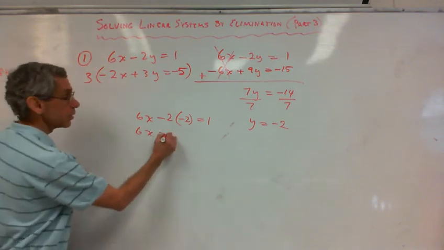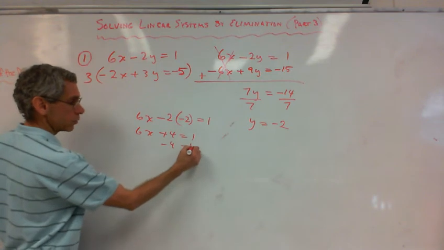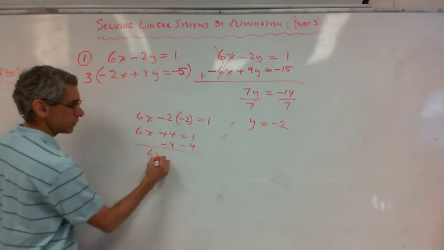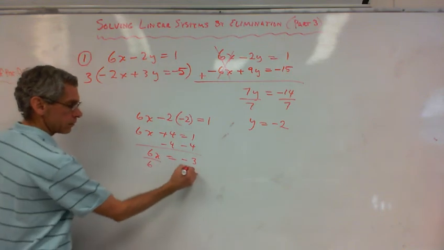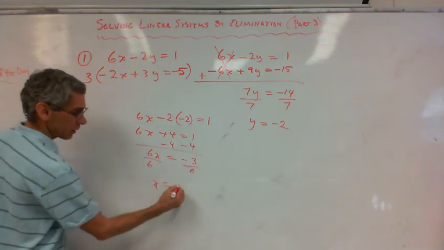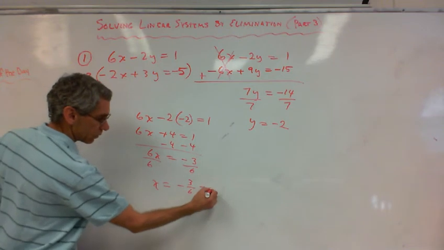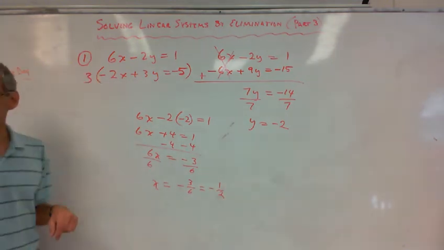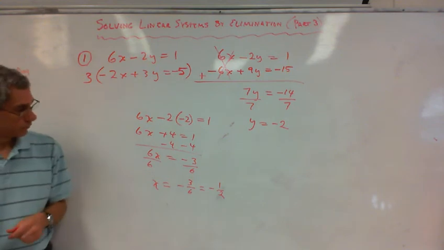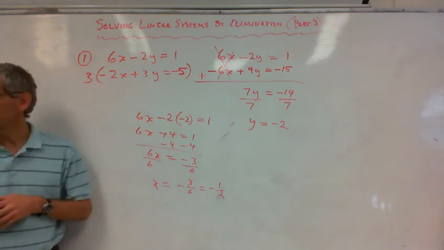So 6x plus 4 equals 1, so I'm going to subtract 4. I have 6x is equal to negative 3, right? Divide by 6. x is equal to negative 3/6, which is equal to negative 1/2, right? Is that what you guys got? Yeah. Awesome. I just put negative 0.5. Yeah, negative 0.5 is the same thing.